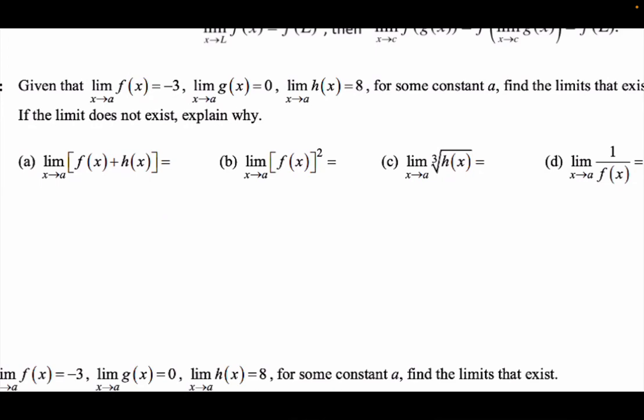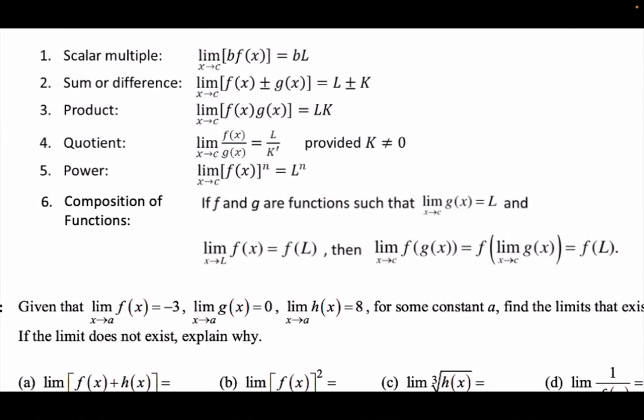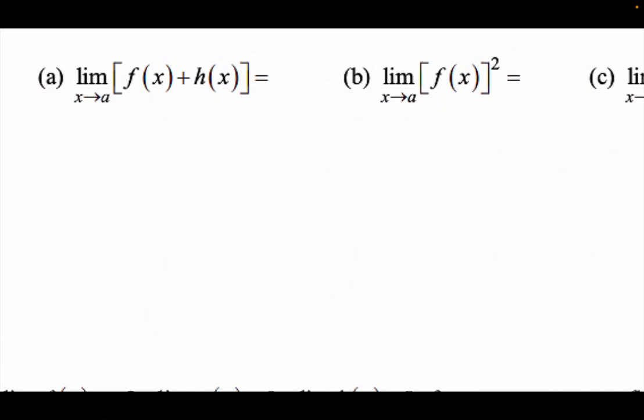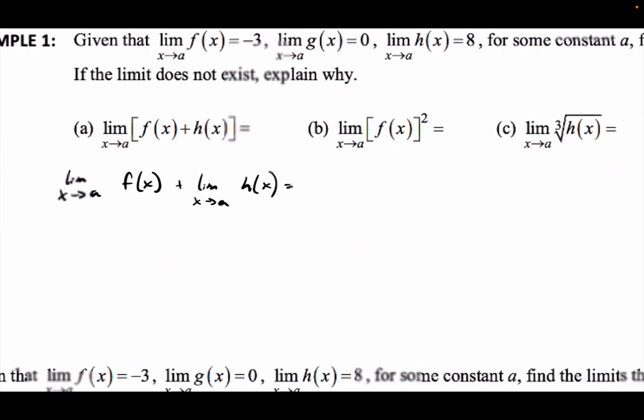So this is how we're going to do it. This one falls under the sum and difference. So I'm going to split them apart. First thing I'm going to do is find the limit as x approaches a for f of x, plus, since it's an addition problem, the limit as x approaches a for h of x. So I separate them like that.